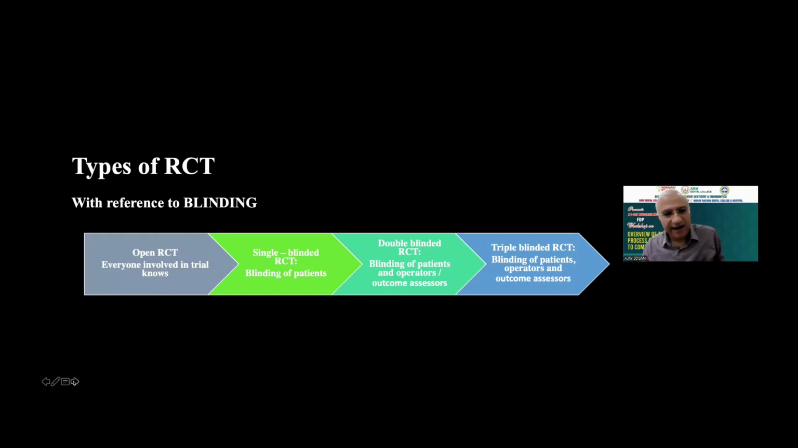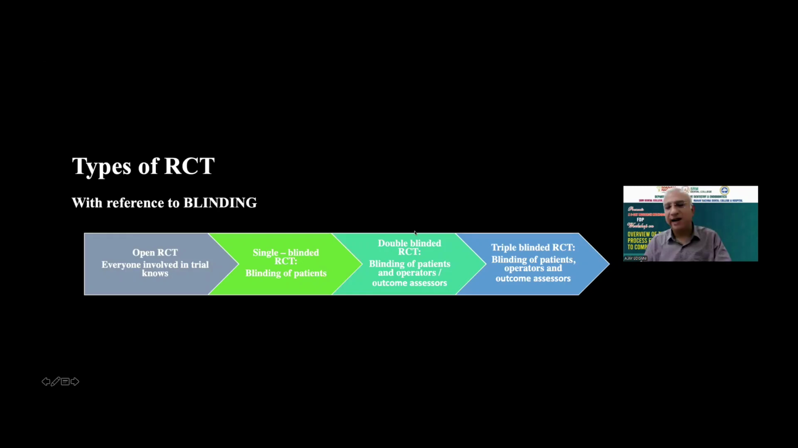Now, based on blinding, you can have an open RCT. That means everybody, right from the patient, the operator, to the outcome assessor, knows what's happening in the trial. In a single blinded RCT, only the patients are blinded. In a double blinded randomized clinical trial, the patients and either the operator or the outcome assessor are blinded. In triple blinded randomized trials, all three are blinded: the patient, the operator, and the outcome assessor.